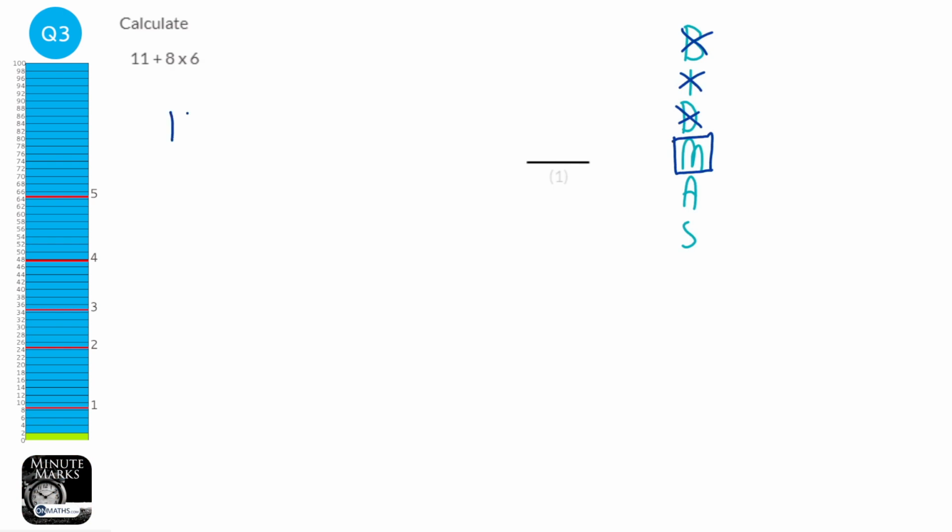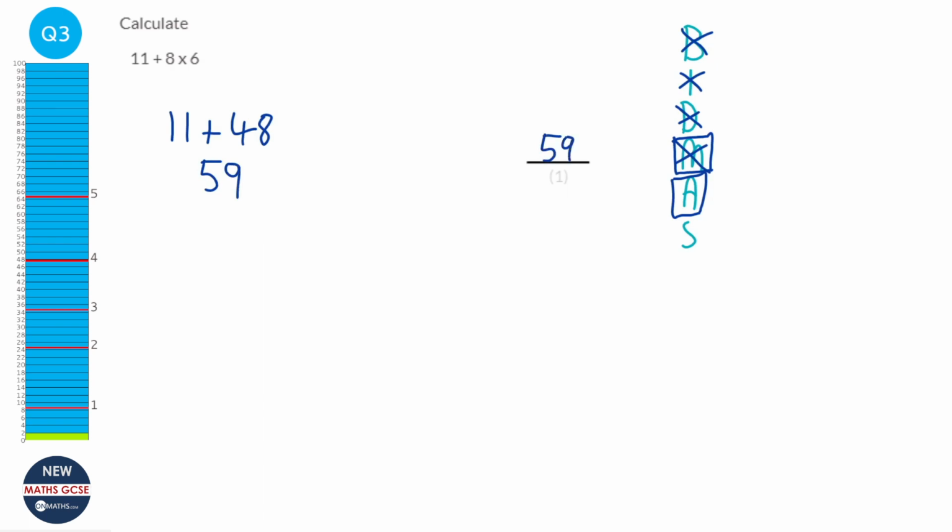So the first thing we're going to do is 8 times 6. 8 times 6 is 48. And we've not got any multiplications anymore, and then we've got an addition. So 11 plus 48 is 59, and that's our answer. Now you wouldn't get the same answer if you did the 11 plus 8 first. That would give you 19, and then 19 times 6 is definitely not 59.